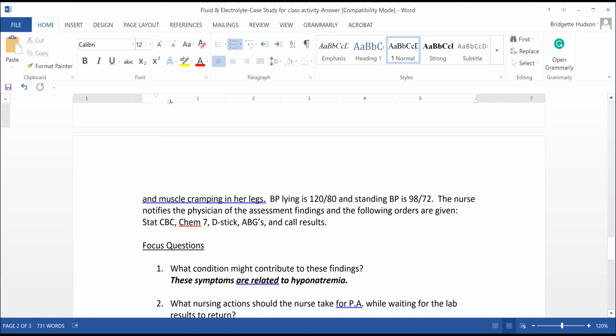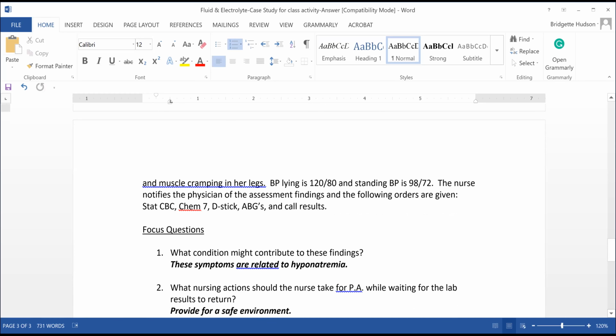Increase sodium, because she's getting D5-LR. So maybe change that LR to NS. We can't feed her, so everything has to be IV. So provide a safe environment, because as that sodium continues to drop, she's going to become more confused.